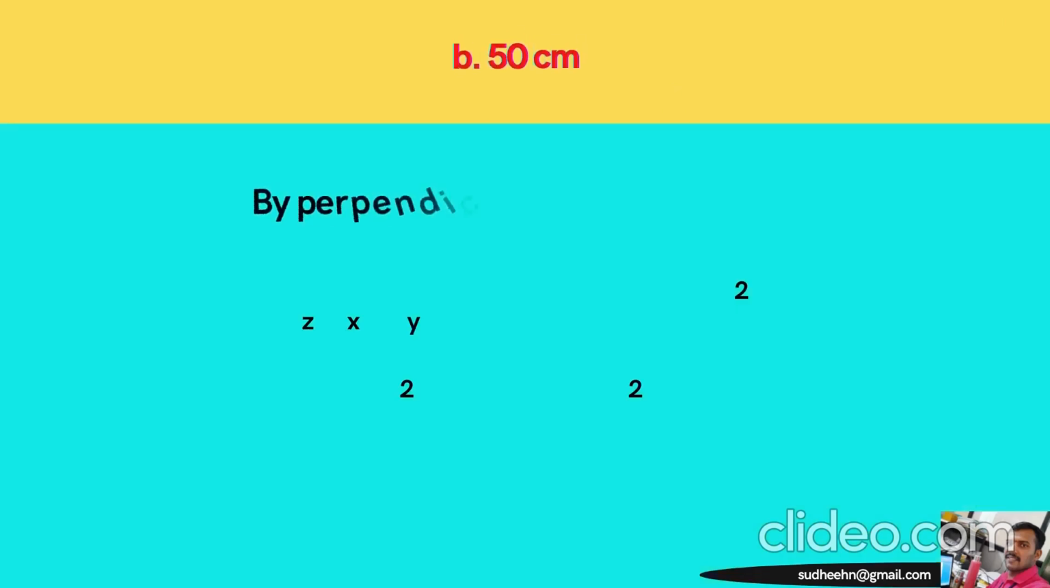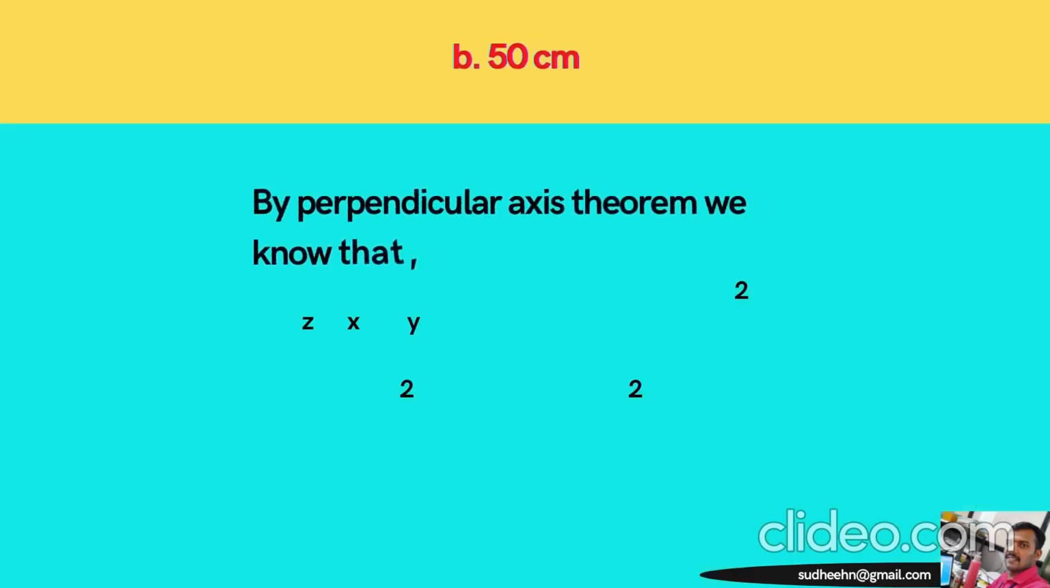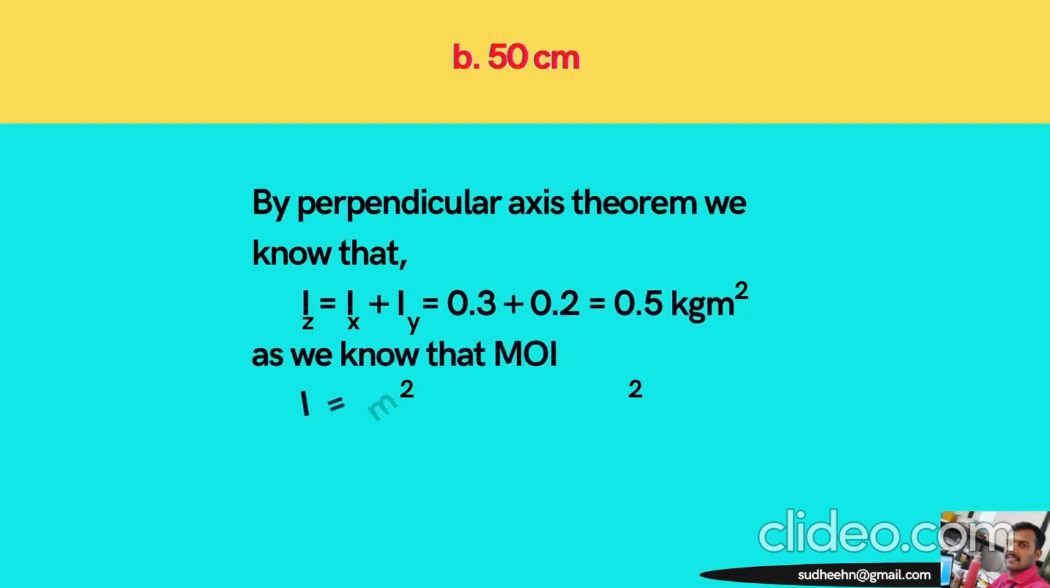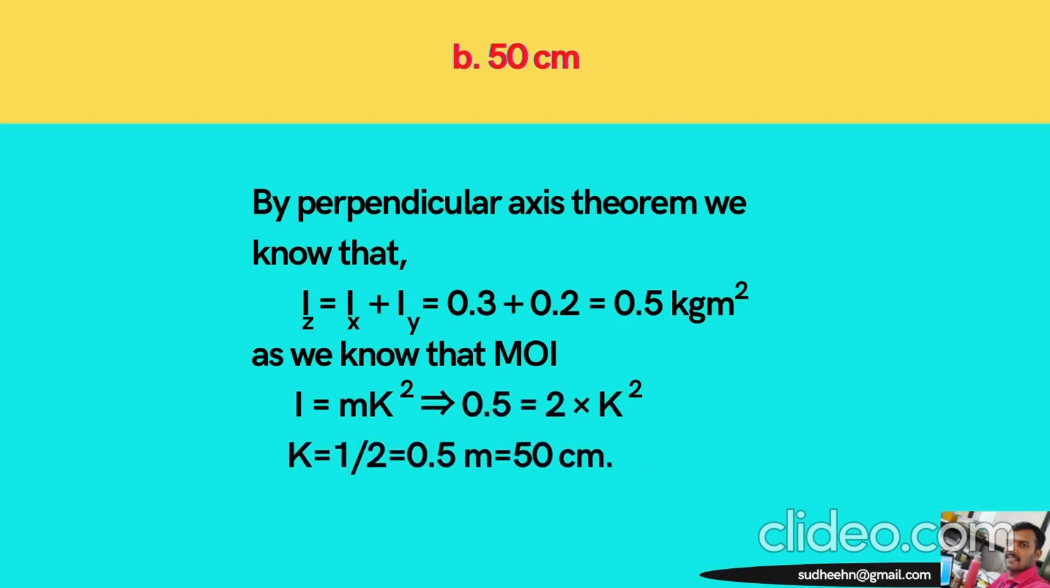And the right answer for the corresponding question is option B, that is 50 centimeter. That is by using the perpendicular axis theorem, that is Iz is equal to the sum of the moments of inertia about the remaining two axes, that is Ix plus Iy. By substituting those values, 0.3 and 0.2, we get Iz equal to 0.5 kg meter square. Also we know that moment of inertia can be written as mass into radius of gyration squared, m into k square. By substituting the values of I as well as mass, we get the value of k equal to 50 centimeter.